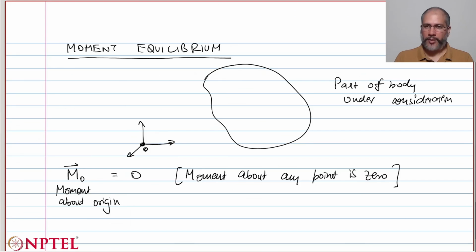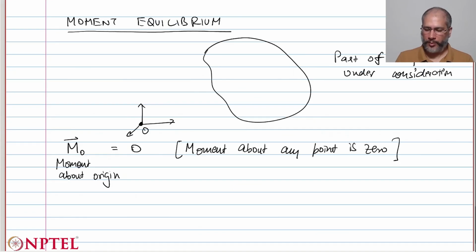So how do we calculate the moment acting on the body? Well, for that we have to talk about forces, because the moment of a force is the vector x, that is the vector joining from the origin to that point where the force is acting, cross the force. So forces are of two types. One is surface forces and the other are body forces. So we'll start with the moment of surface forces.